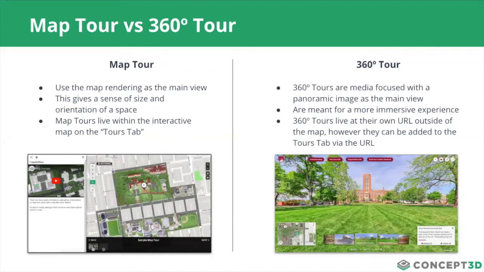And then on the right-hand side, we dive into what we call our 360 tour. This is a separate feature from the interactive map. 360 tours are managed in a separate CMS, or content management system. The big difference here is that 360 tours are very media focused. Within these, you're using 360 panoramic images and real-life imagery to give people the sense and feel that they are on campus taking that tour with a tour guide. These are meant to be very immersive.